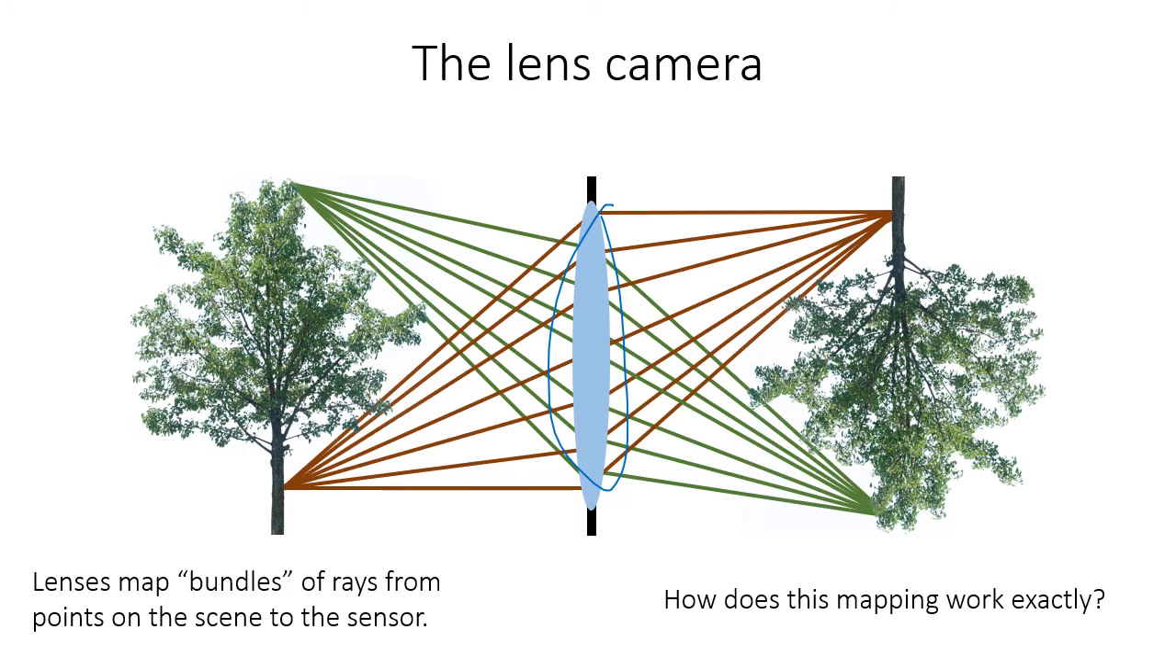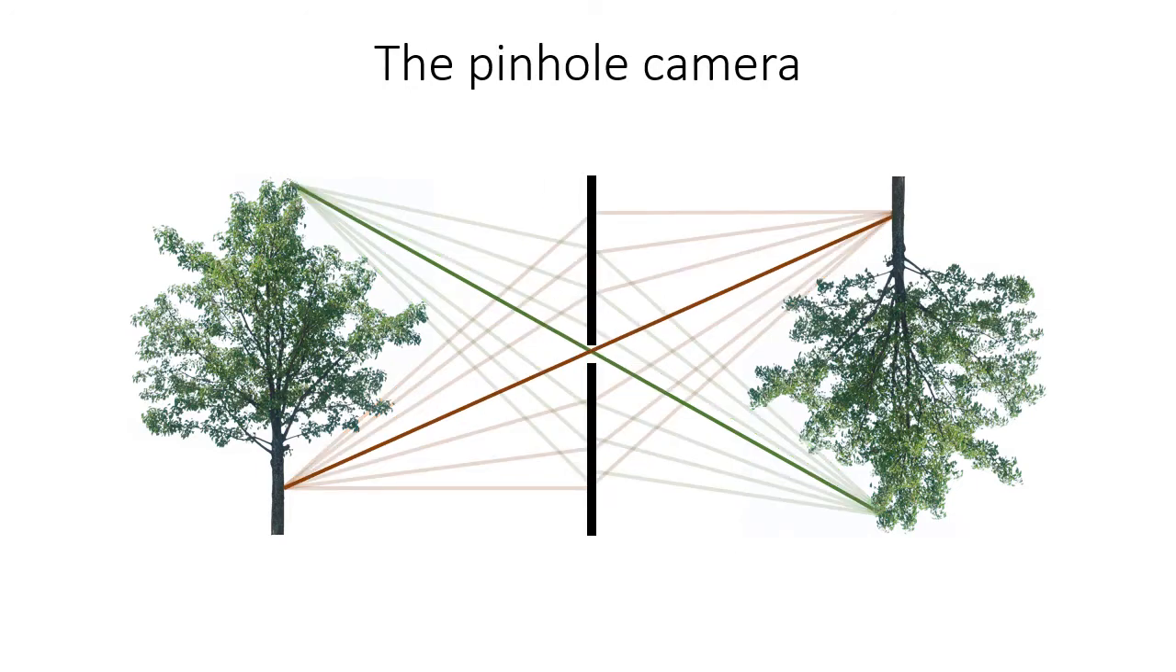So how does this mapping work exactly? Let's see this pinhole camera model again. There are some rays from this scene point and this scene point, and the pinhole camera has a very small slit, as shown here. Only this ray goes through this, and only this ray goes through this. So we can obtain this reversed and well focused image.